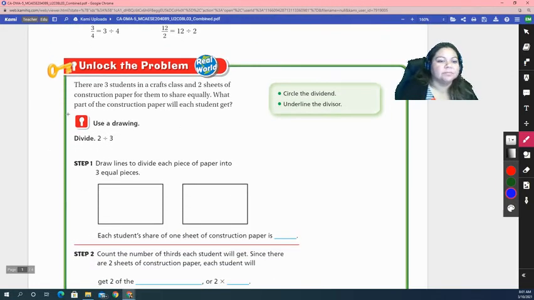So let's look at this problem. There are 3 students in a craft class and 2 sheets of construction paper for them to share equally. What part of the construction paper will each student get? So here I have these 3 students. That's 1 student, 2, 3 students. Okay, I know my drawing is awful. And they have only 2 sheets of paper.